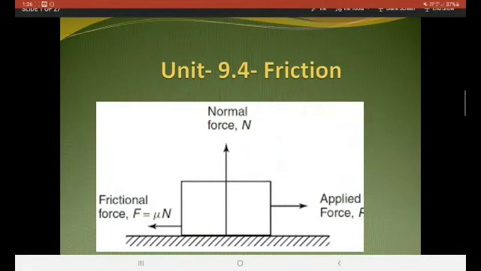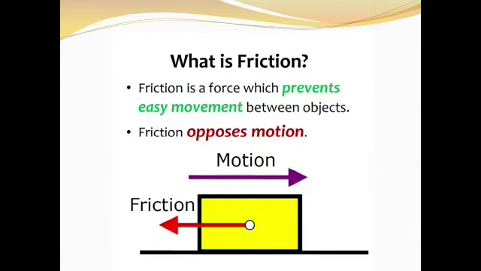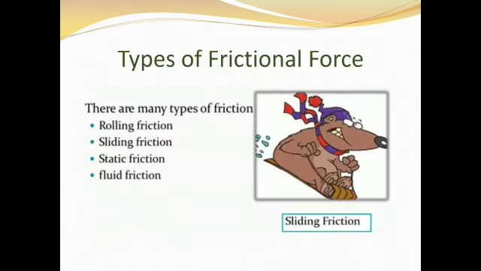As you can see, here is a friction object. Now, let us see what friction is. Friction is the opposite motion. If an object is in motion in this direction, the opposite direction is called the friction. It prevents what we are pulling. Now, types of friction: rolling friction, sliding friction, static friction, and fluid friction.